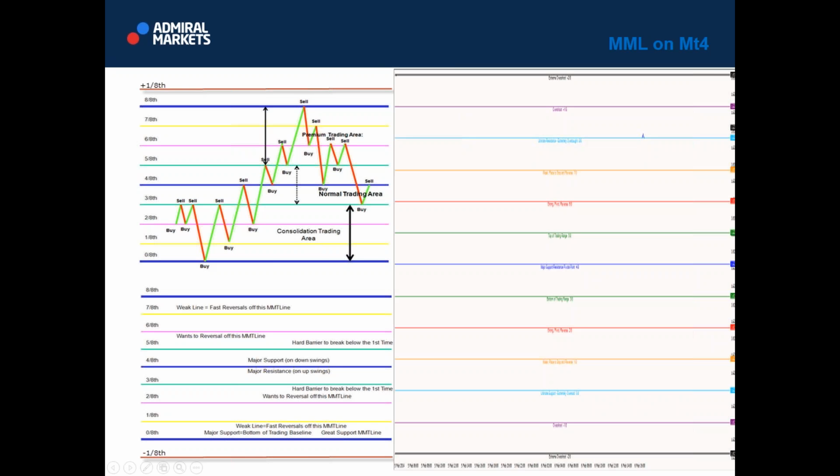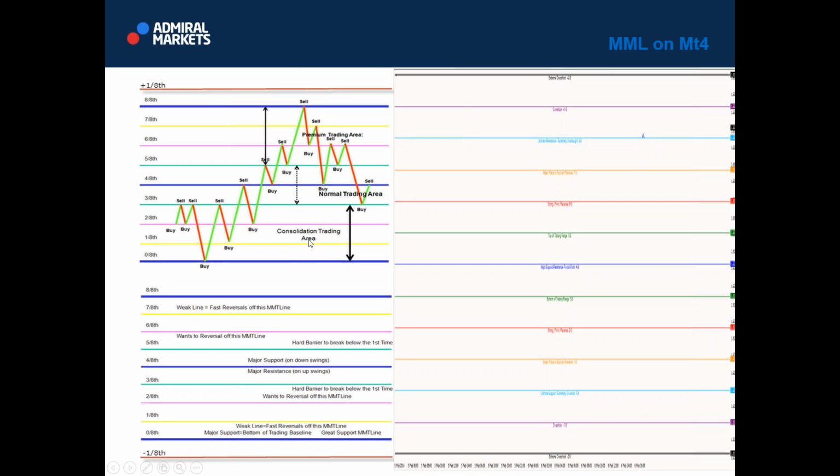Okay, so pay attention now to this chart, and here you can see how most of the time price will be congested in between 3.8 and 5.8. Now, usually if the price opened here at 3.8 and hits 4.8, it will sell, probably down to 2.8, then it will reject to 5.8, then it will go to 4.8 and follow the pattern. So the premium trading area is the upper part, the normal trading area is the middle part, and the consolidation trading area is the lower part.